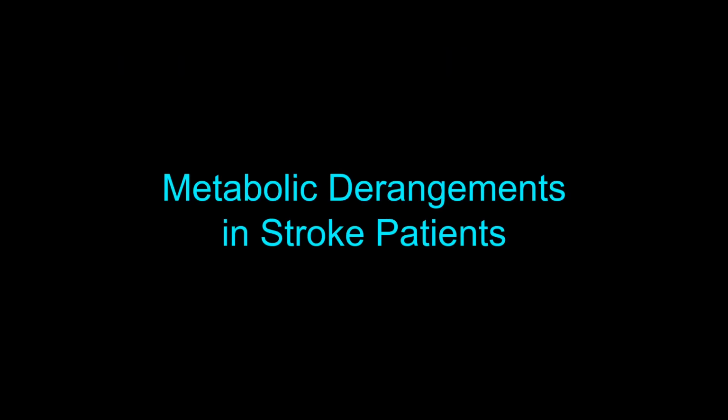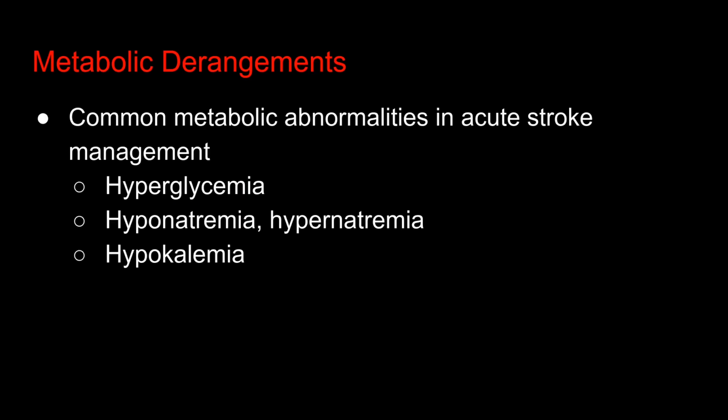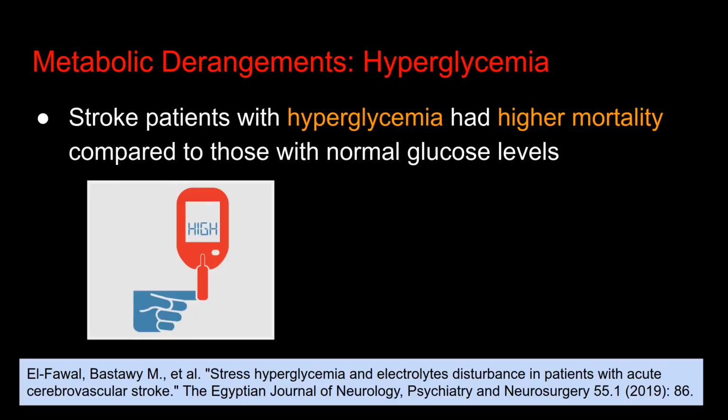Now going to the possible metabolic derangements in stroke patients. These are the more common metabolic abnormalities in acute stroke patients: the hyperglycemic patients which may not necessarily be diabetic but may be stress hyperglycemia. You can have disorders in sodium levels and occasionally hypokalemia. Okay, those patients with stress hyperglycemia have been documented to have higher mortality compared with those with normal glucose levels.